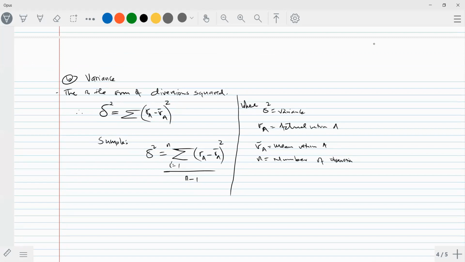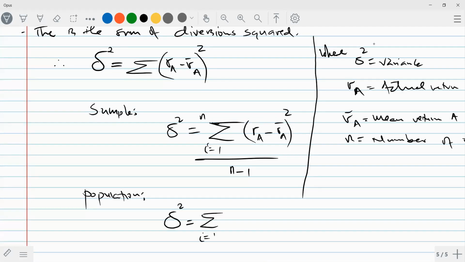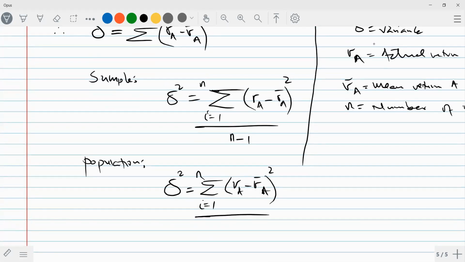What if the data we are analyzing is a population, not a sample? How do we determine what ought to be the variance of that data set? If the data set is a population, then the variance will be equal to the sum of deviation from the first outcome to the nth outcome, squared. But this is a population, so we simply divide by n. That's how we get the variance if our data set is a population.